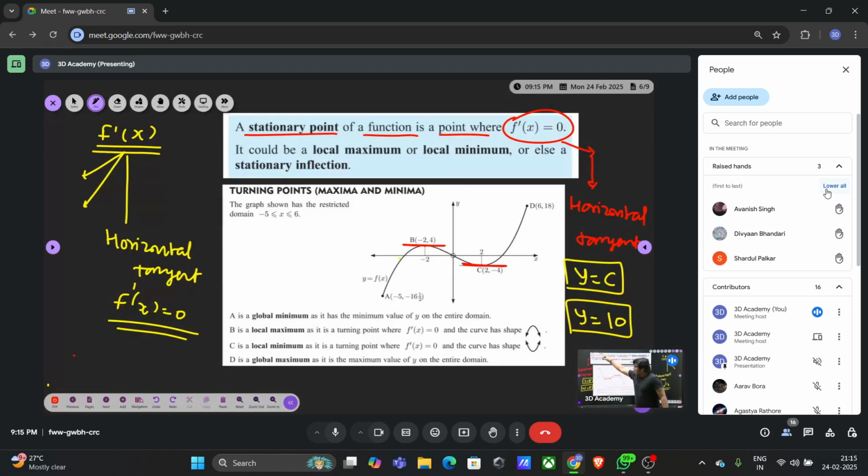See, in the last 5 minutes, I'm going to teach you how to approach solving questions for differentiation. Not only for differentiation, in entire mathematics. Getting it? Okay? So now see here.